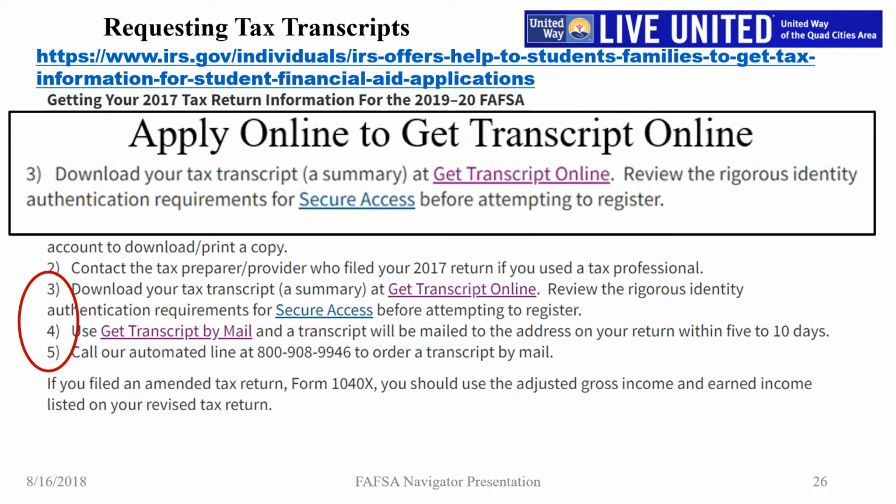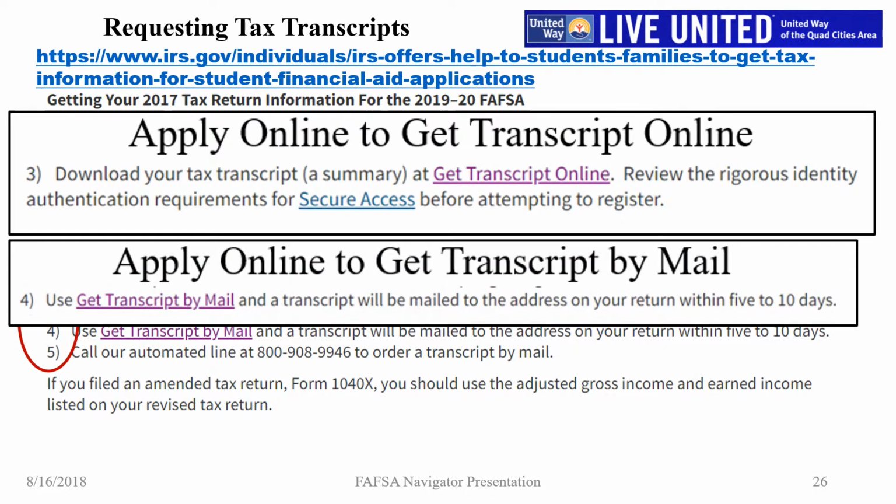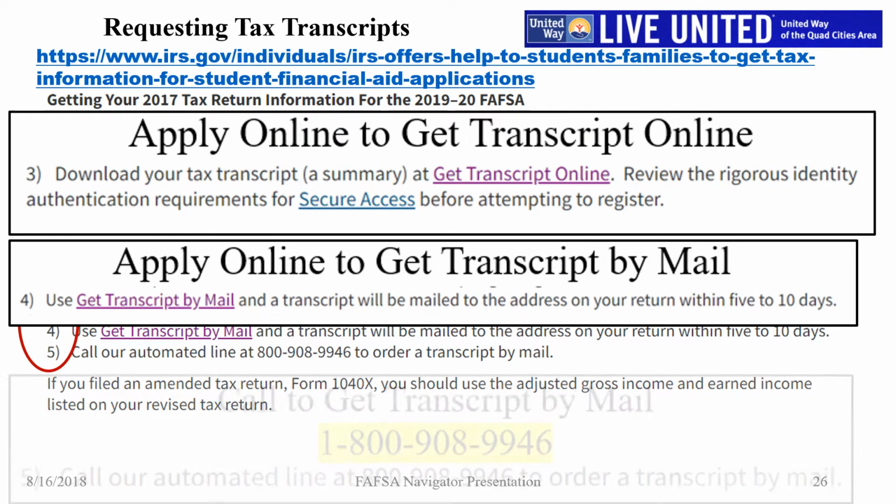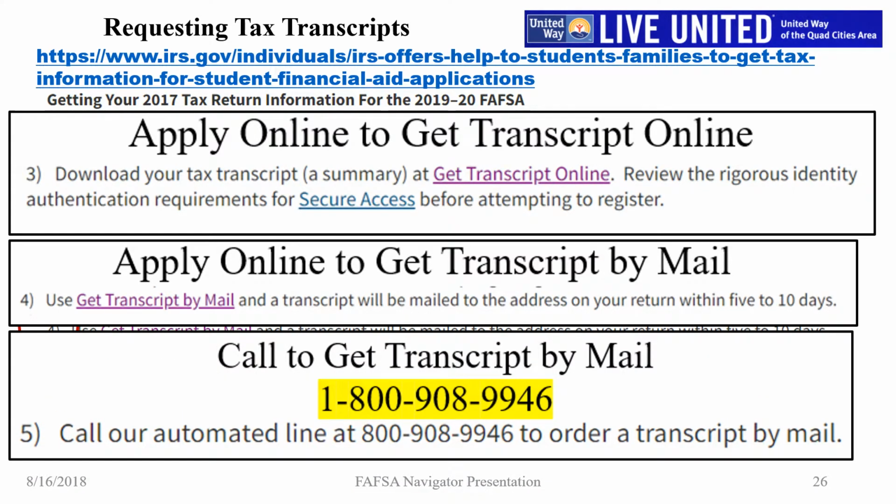Paragraph 3 is on making an online request for online access, so online to online. Paragraph 4 is on making an online request for the needed transcripts to be mailed to you, online to mail. Paragraph 5 is for folks that do not desire to do the request online. This method is to call the IRS at the number shown on the screen to make the request and to have the transcripts mailed to you. So, call to get mail. 3 of the 4 request methods discussed, and 1 to go.